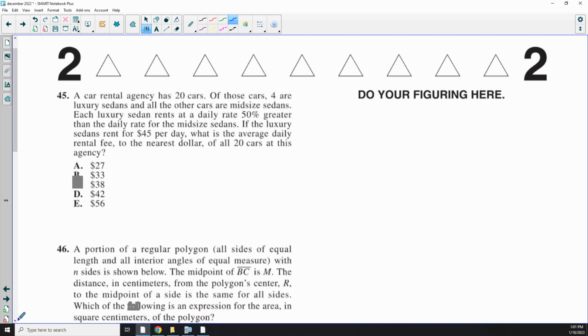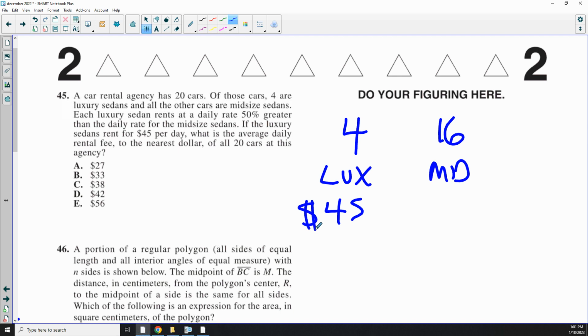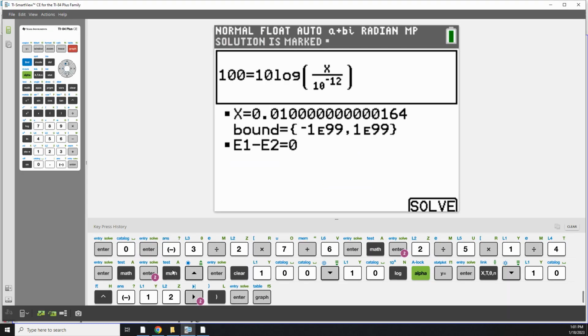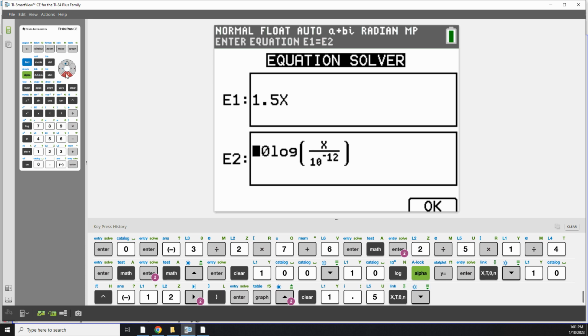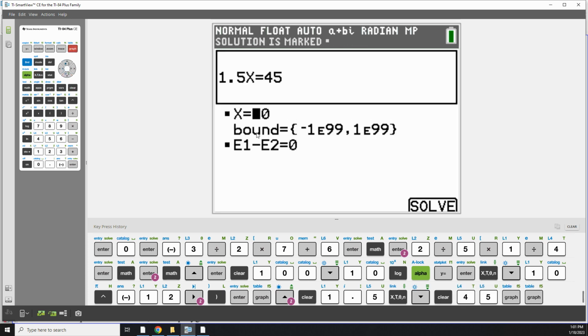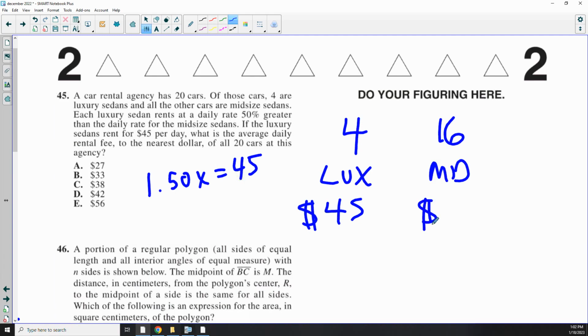A lot of tricks on this one. So there are 20 cars, 4 are luxury sedans, which must mean that the 16 are mid-size sedans. So the rate for a luxury sedan is 45 a day, and the mid-size is 50% more. So what I do, 50% more, I would multiply by 1.5. So 1.5 times what gives me 45. And I'm doing solver, I would just divide. 30. So these are $30 a day.